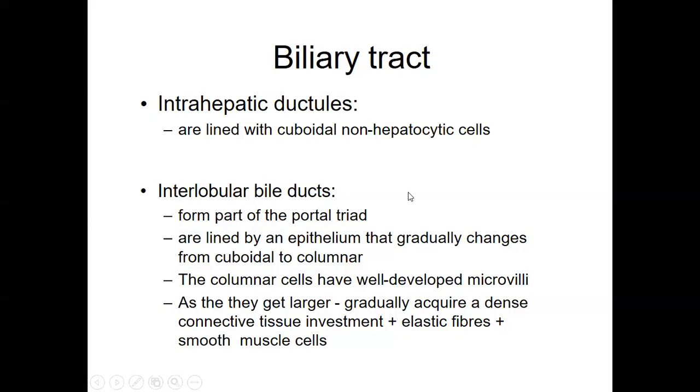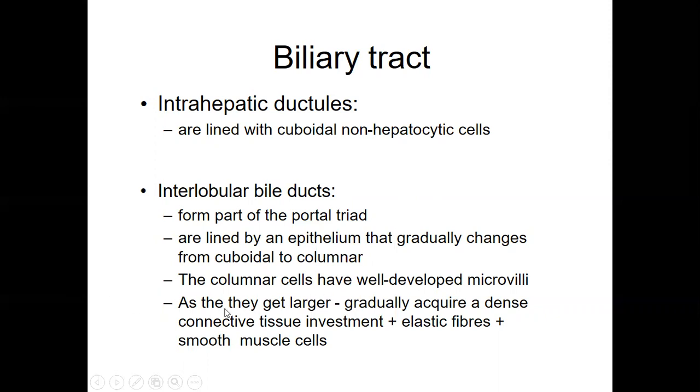I hope you can follow me. Just to recap, we have the bile canaliculus, and then proceed with the intrahepatic ductule or canal of Hering, and then we have the interlobular bile duct located within the portal triad, forming a component of the portal triad.